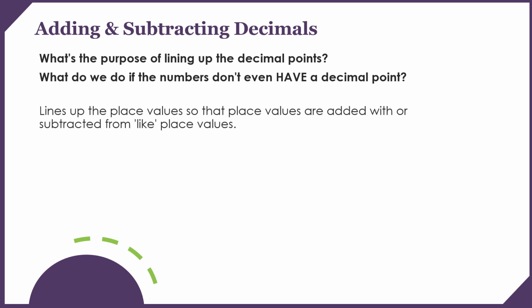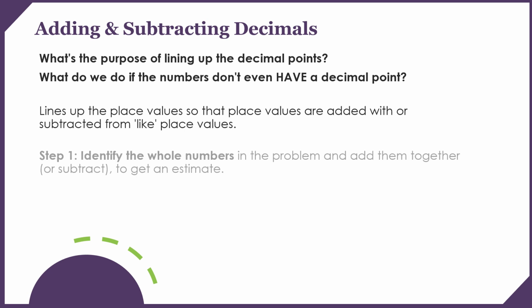Lining up the decimal points helps us line up the place values so that the place values are added with or subtracted from like place values. If students don't understand the point of lining up the decimal point when adding or subtracting, they may have missed the idea that we're trying to line up the actual place values. So because I believe students don't understand that point of lining up the decimals, I teach them to add and subtract by doing the following.